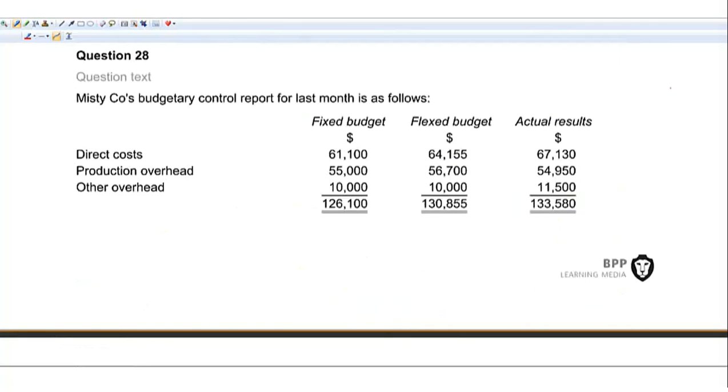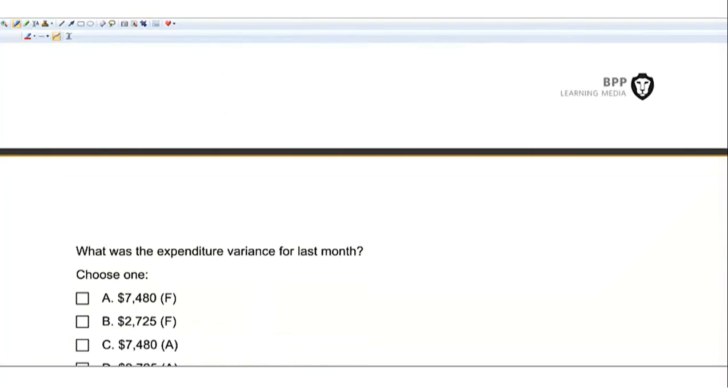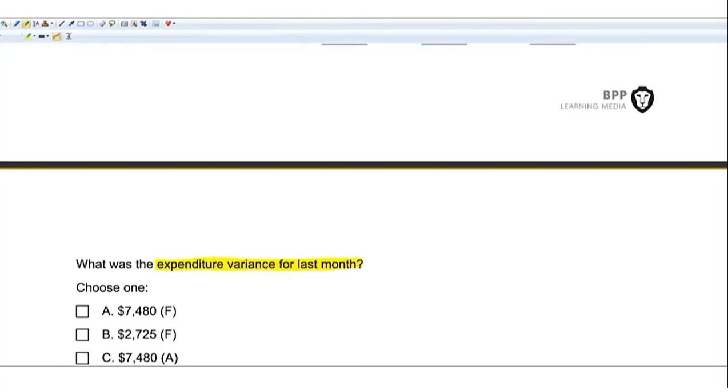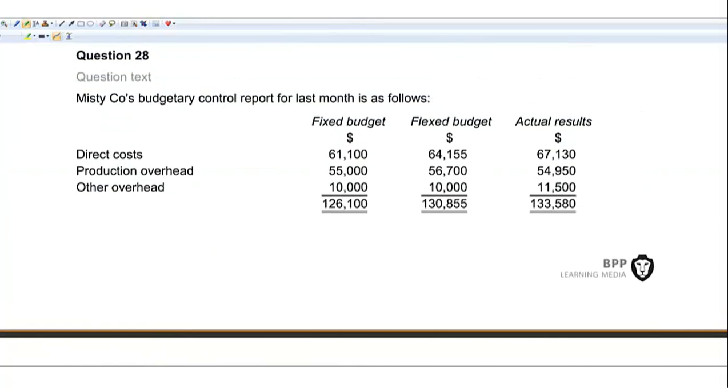Question 28 tests your understanding of variance analysis and also how to interpret the results of a flexed budget. Let's look at the requirement together firstly. What the requirement asks us for is it asks what was the expenditure variance for last month. So what was the expenditure variance in total for last month? Let's look at the information that we're given in the question.